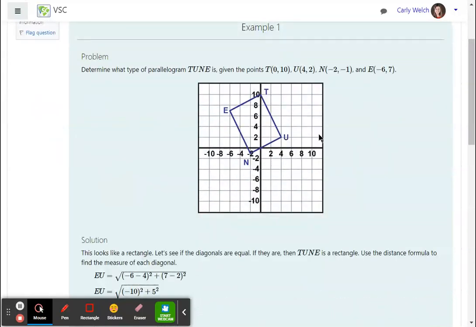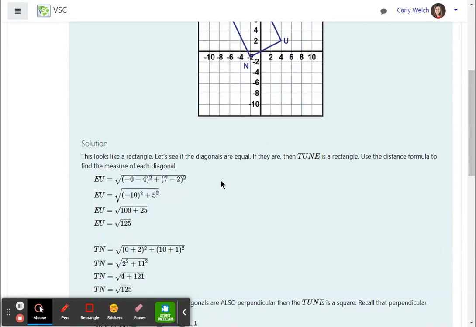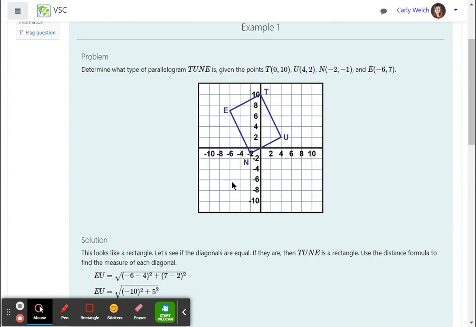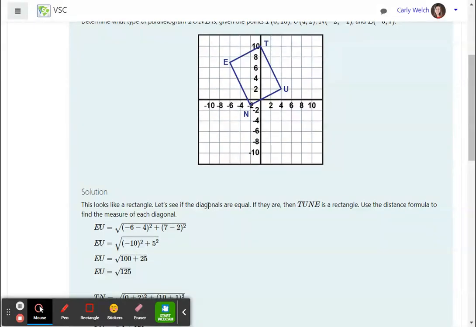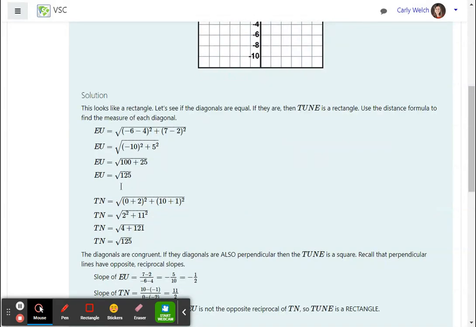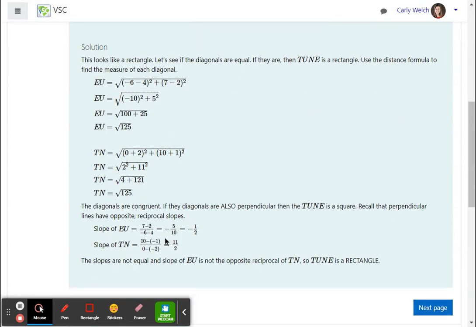All right, so to determine what kind of parallelogram this is, given the points, you can use the distance formula to find the length of all of these sides and then the diagonal. Since this looks like a rectangle, you can use the distance formula to measure each of the diagonals, EU and TN. Notice that they are both square root 125, so they are congruent, which means it has to be a rectangle or a square.